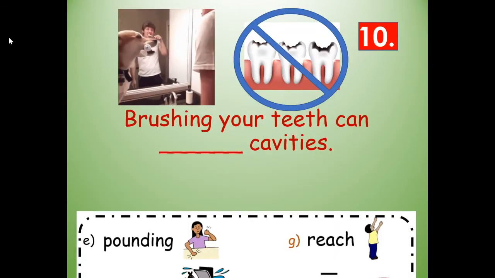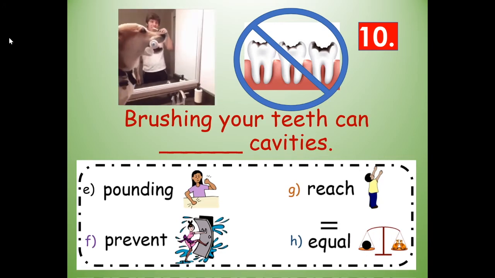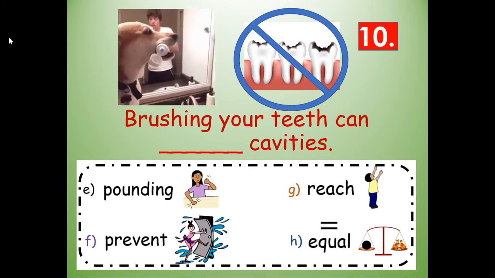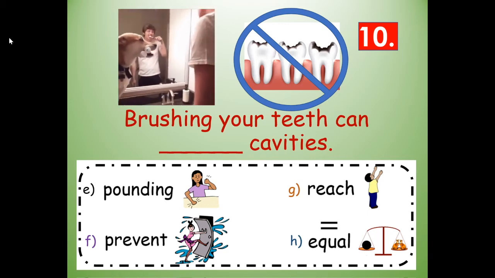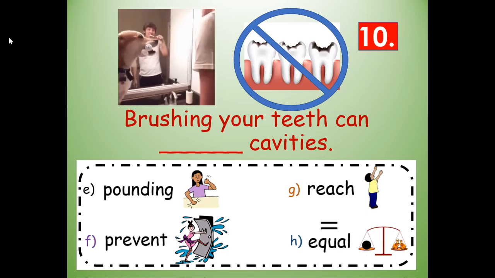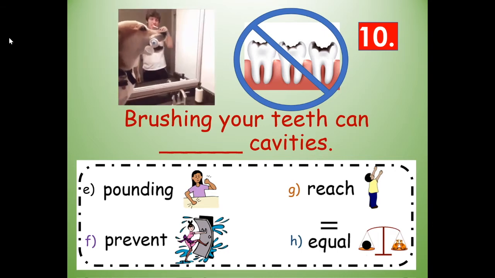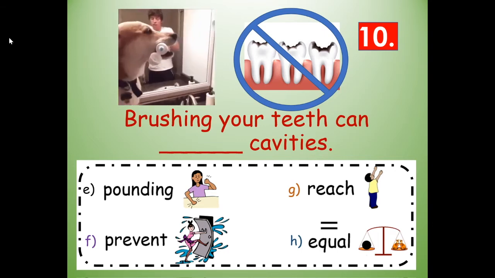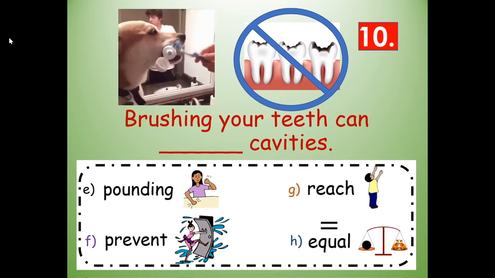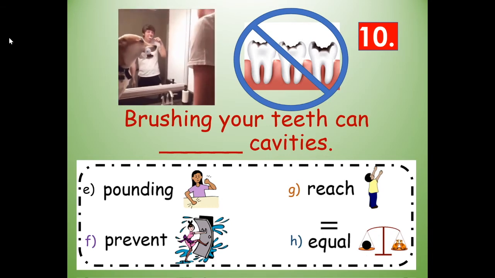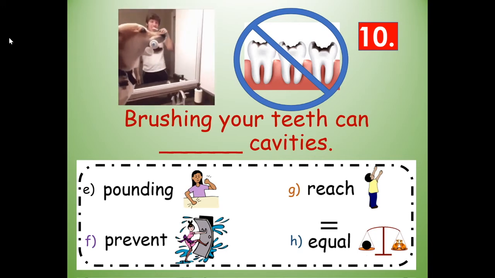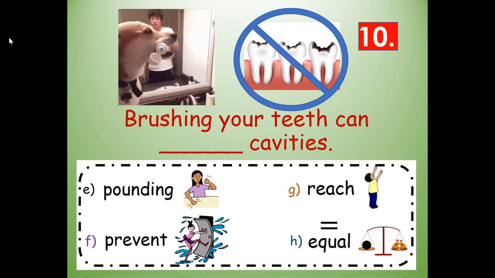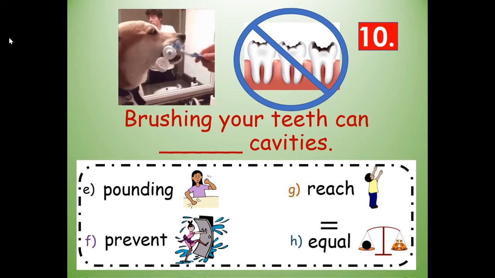Number 10. Brushing your teeth can blank cavities. And look, the dog knows that. He's helping his friend brush his teeth. Brushing your teeth can blank cavities. Brushing your teeth can pounding cavities. Brushing your teeth can prevent cavities. Brushing your teeth can reach cavities, or brushing your teeth can equal cavities.